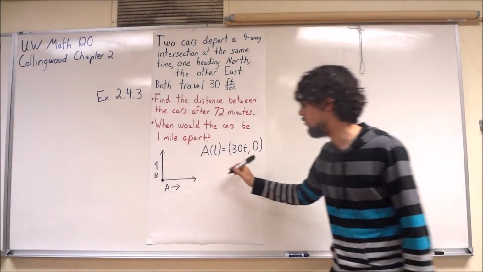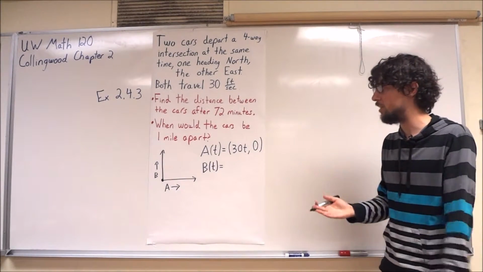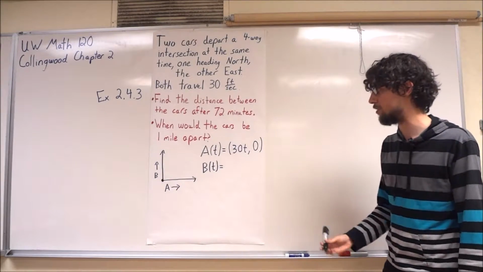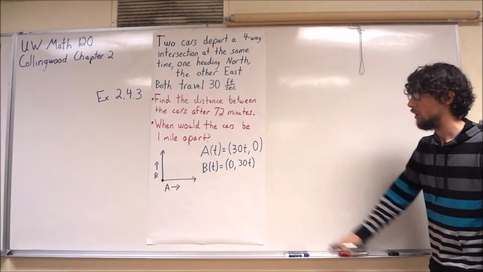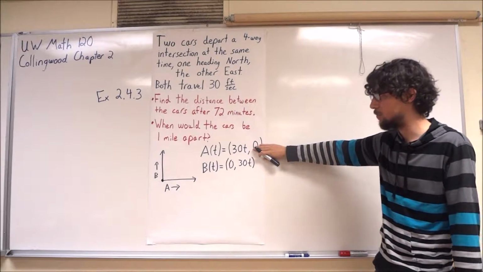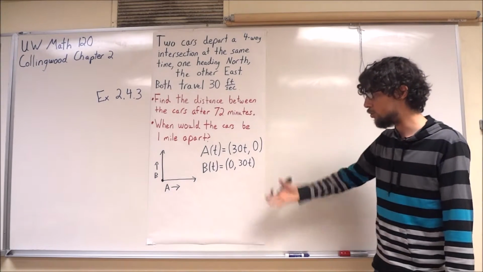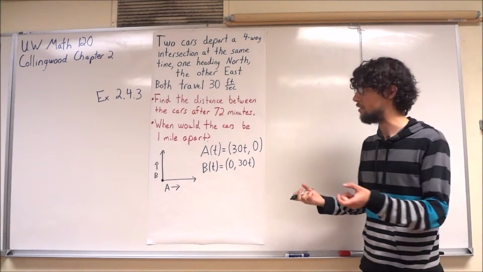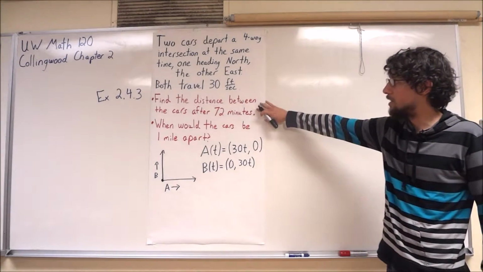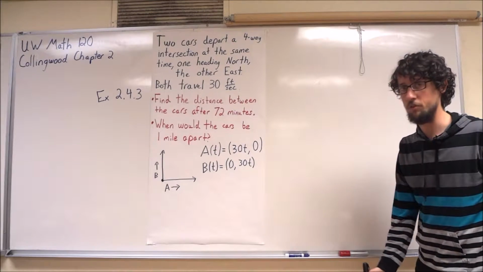So let me continue and write B of t. Well, B's motion is completely analogous to A's, except that the x position is the term that's constant. So here, I have a formula for A's position and B's position as functions of time, where the units involved are feet and seconds. So let's see if we can model the distance between the cars as a function of t.